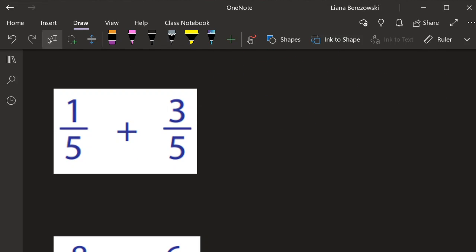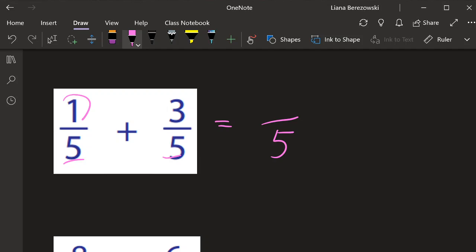Let's try another example here, okay? So this one here, we're adding 1/5 plus 3/5, okay? So these are like fractions. The denominators are the same, right? Both 5s. So we know for our answer, our denominator right away, we can say that's going to be 5, okay? The denominator doesn't change.